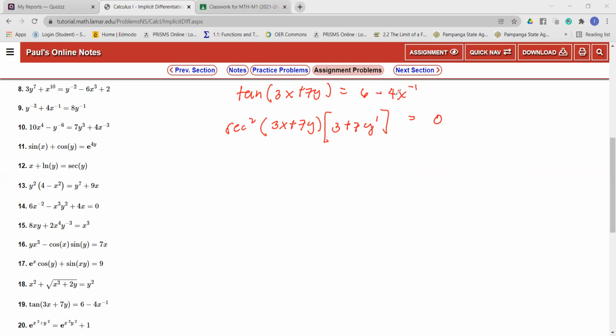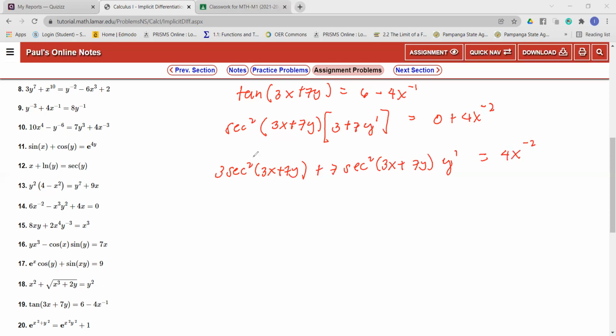Equals 6, derivative of 6 is 0. And then derivative of negative 4x raised to negative 1, power rule ulit. This is negative 1 times negative 4. That will be plus 4x raised to negative 2. No? So, tapos ito, pwede na itong distribute. So, we'll have here 3 secant squared of 3x plus 7y plus 7 secant squared of 3x plus 7y, ito ngayon may y prime, equals 4x raised to negative 2.